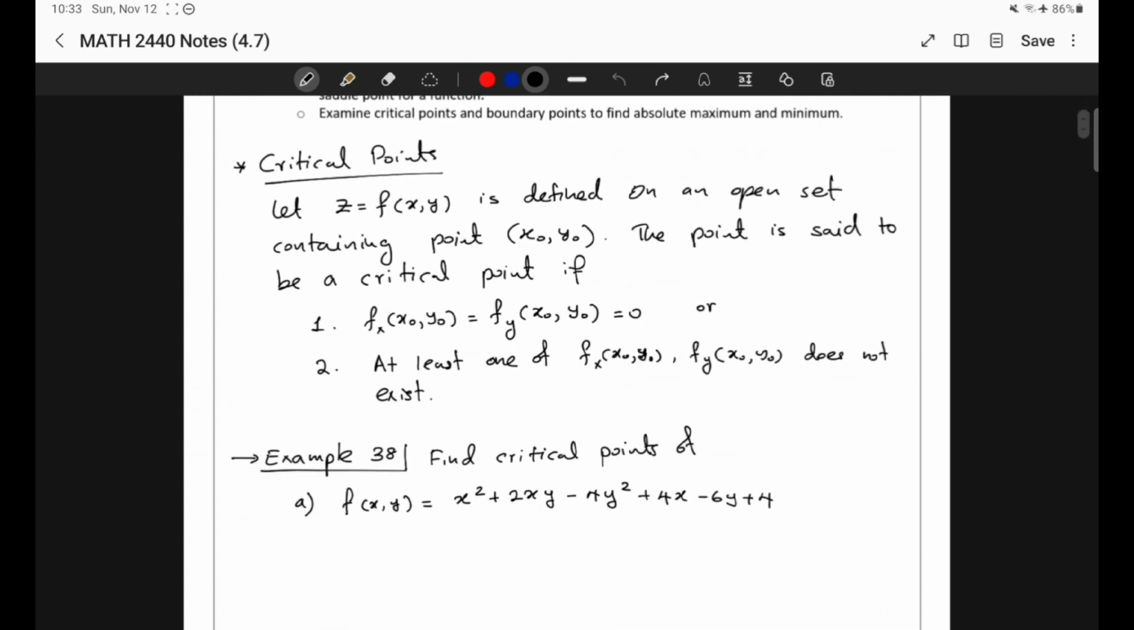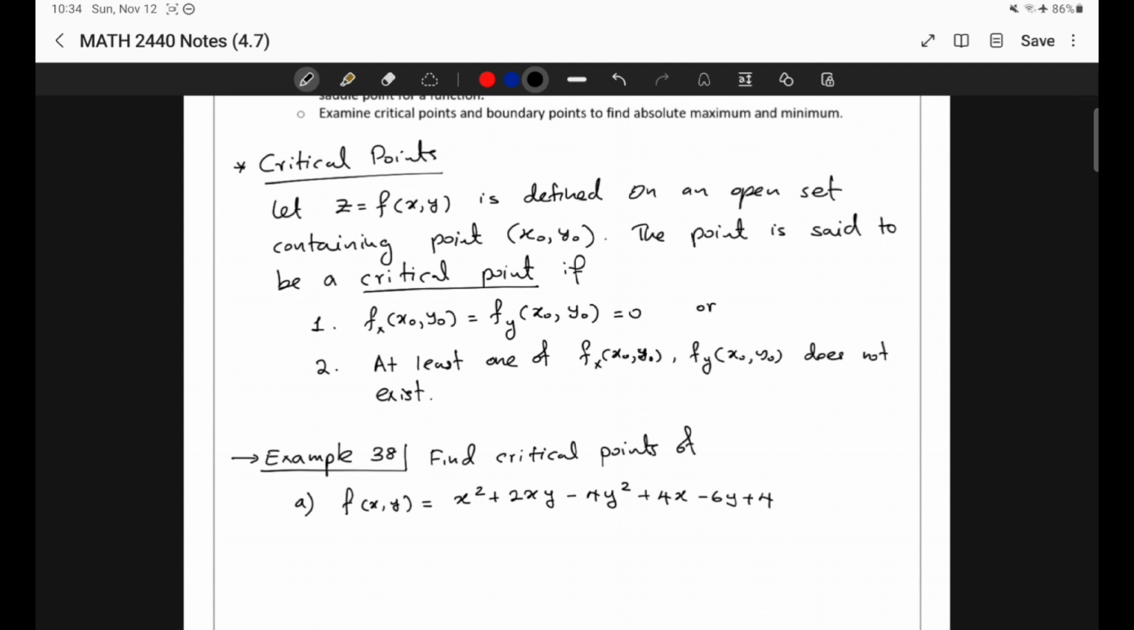Right. So first, a critical point. Let z equals f(x, y) be defined on an open set containing the special point (x0, y0). That point is said to be a critical point if either both its partial derivatives are 0, or at least one of the partial derivatives does not exist.